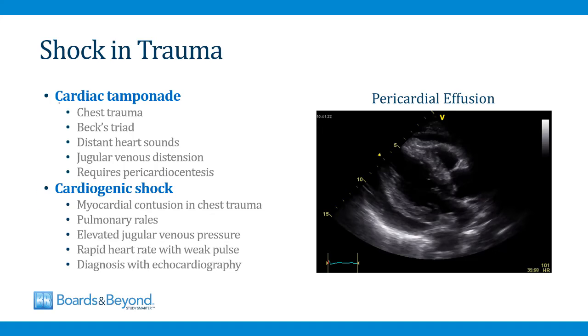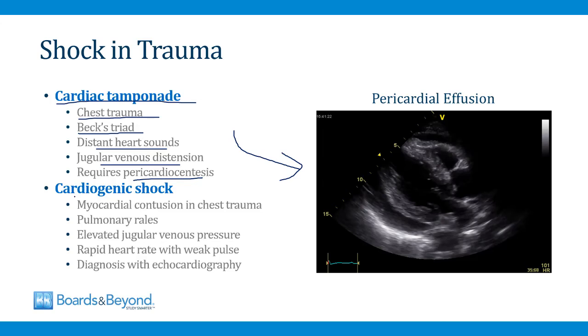One way you can get shock in trauma besides from hemorrhage is if the patient develops cardiac tamponade. This occurs when there's chest trauma and bleeding into the pericardial space around the heart, causing a pericardial effusion. The classic presentation of tamponade in a trauma patient is with Beck's triad. Beck's triad refers to hypotension, distant heart sounds, and jugular venous distension. And you can image the heart with the FAST ultrasound probe, and if you see an effusion around the heart and clinical findings of tamponade, then the patient needs a pericardiocentesis to drain that blood from around the heart.